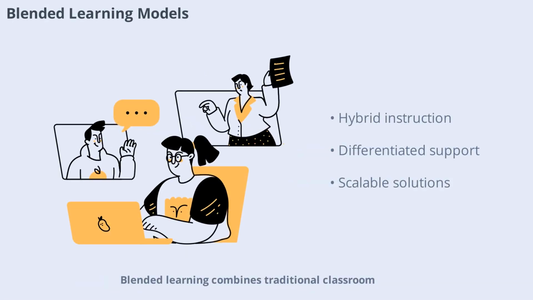classroom. Blended learning combines traditional classroom instruction with adaptive online platforms. This hybrid approach allows teachers to leverage the strengths of both methods, providing personalized support while maintaining the social and collaborative aspects of in-person learning. Adaptive systems can identify which students need more practice or advanced challenges, enabling teachers to differentiate instruction more effectively. Blended learning is becoming increasingly popular in schools and universities, offering a flexible and scalable solution for diverse learning needs.